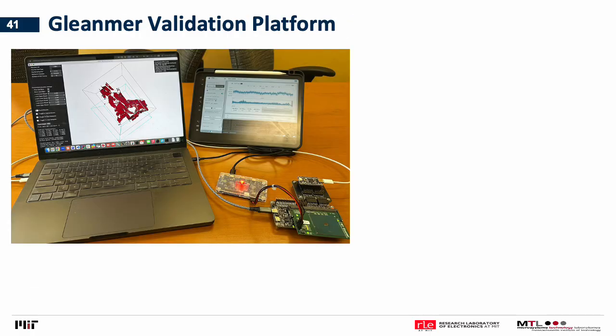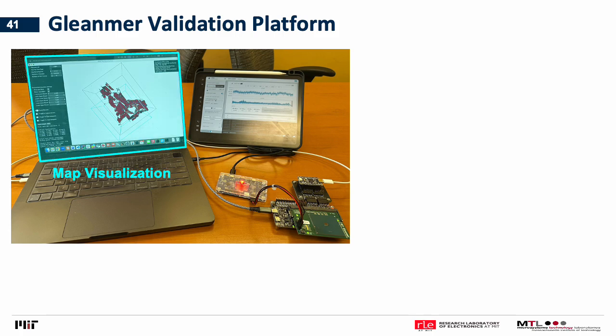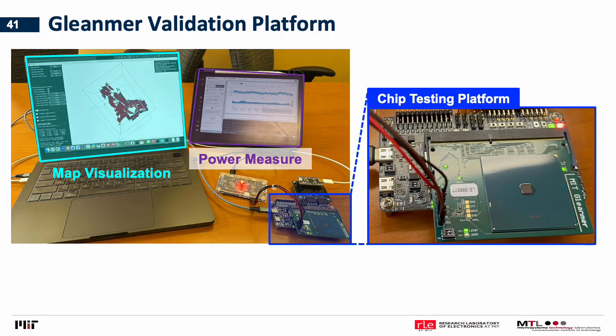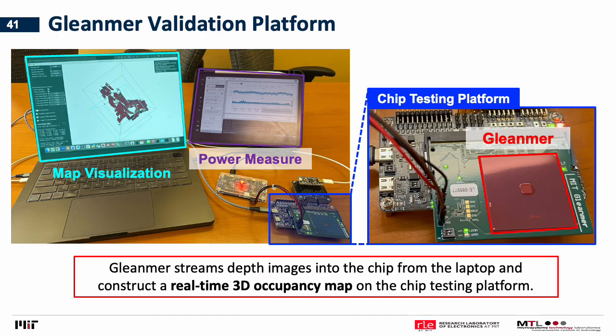Here's our validation setup. On the left is a full setup of the chip validation. We can see a 3D occupancy map being constructed and visualized as the frames come in. And on the iPad, we can see the real-time power consumption. On the right, we can see the chip testing platform. The Gleanmer chip is in the red box part. So Gleanmer streams depth images into the chip from the laptop and constructs a real-time 3D occupancy map on the chip testing platform.